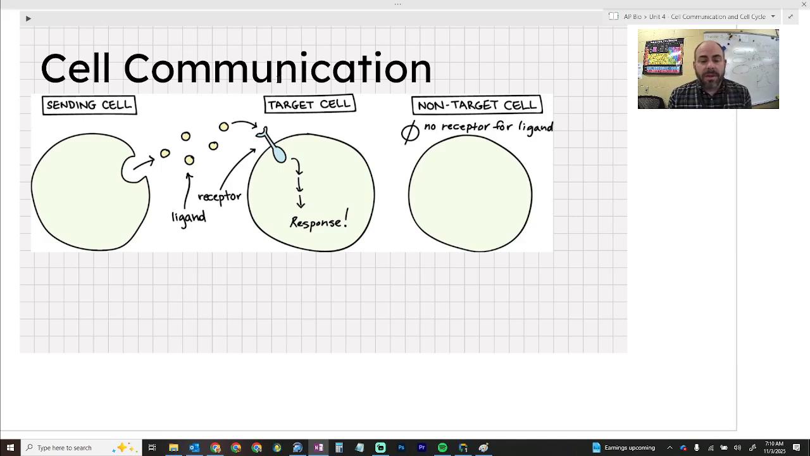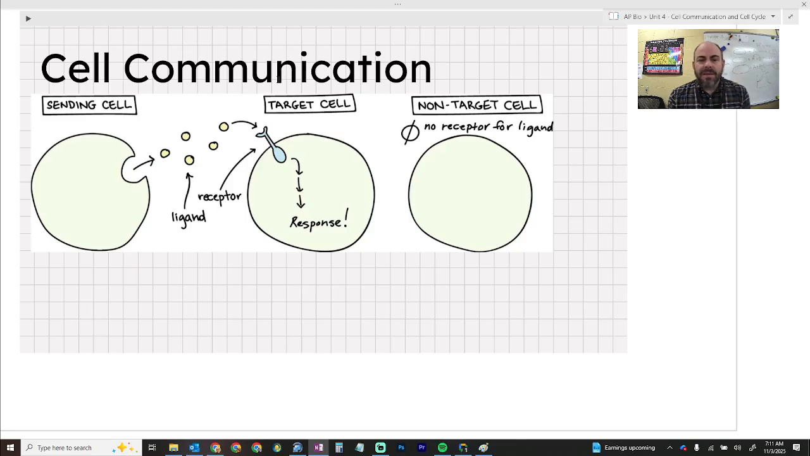Typically, there is some sort of signal molecule. That signal molecule is called a ligand as a general term, but you may see specific things for ligands, right? A ligand is a generic term for any signal molecule. And then there's a sending cell, the cell that sends the ligand. It's going to be in one part of the body, or it could be next door. And then there is a target cell. Target cell is the cell that the ligand is made for.